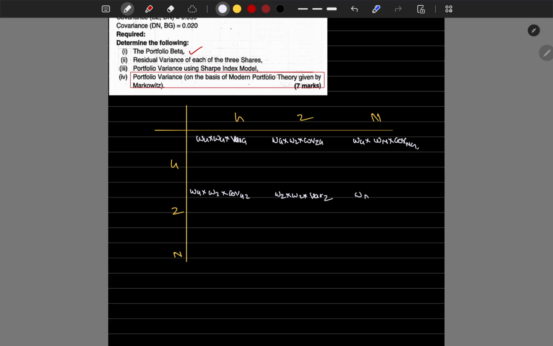Weight of N into weight of Z into covariance NZ. Weight of G into weight of N into covariance GN. Weight of Z into weight of N into covariance ZN. Weight of N into weight of N into variance N.